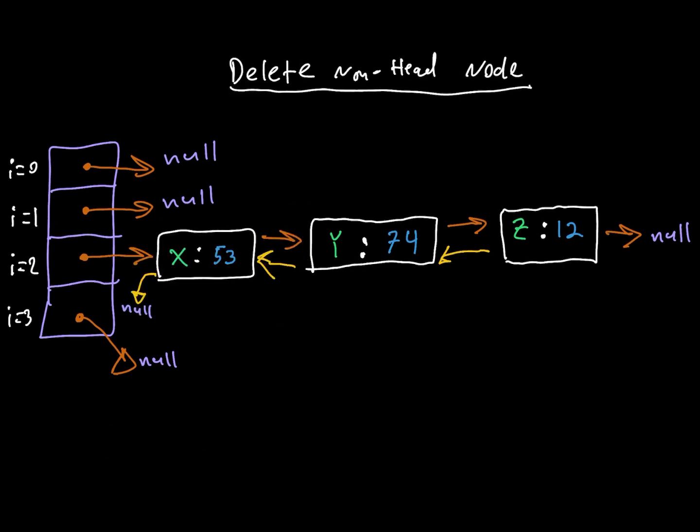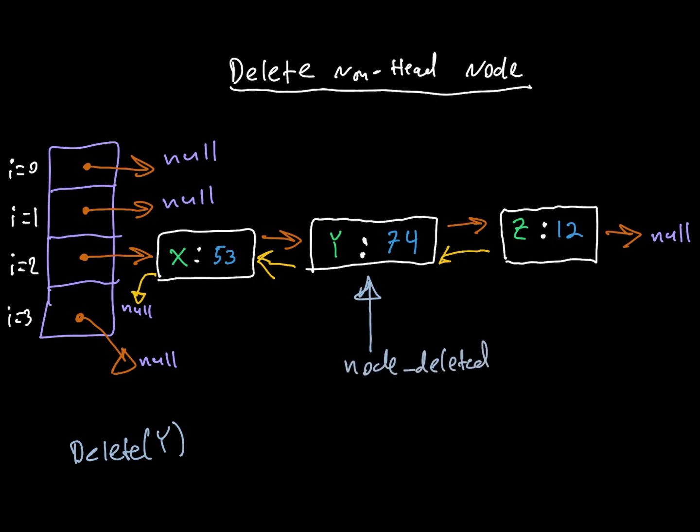Let's say we wanted to delete the node associated with key y. What would we do? We would use the hashing function to get the index. It's at index 2. We would traverse the linked list until we hit the node with value y. So we go to next, we finally hit it. We're going to keep track of this node. This is the node to be deleted, right?